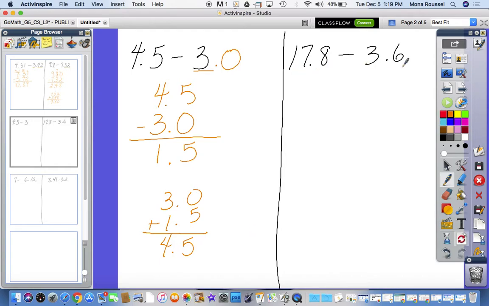17 and 8 tenths minus 3 and 6 tenths. 17 and 8 tenths is here, minus 3 and 6 tenths. Bring the decimal here in place, and then we make sure we have 3 and 6 tenths, just as here in our problem. Bring the decimal down and subtract.